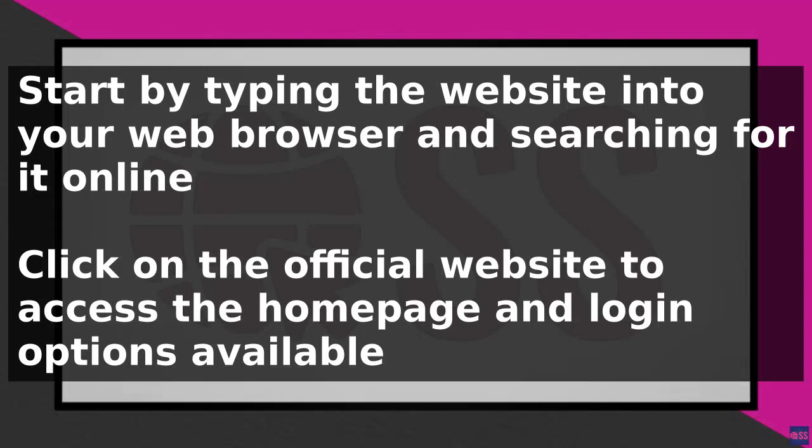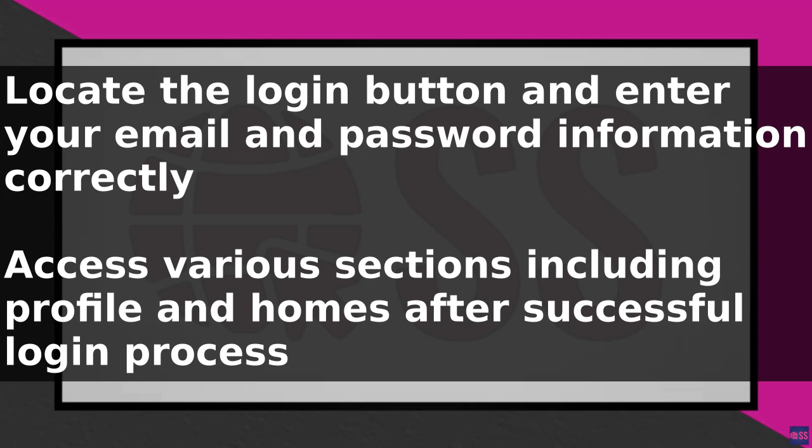To use a Go to Cash feature for booking, start by typing the website into your web browser and searching for it. The first option will likely be the official website, which you should click on to access the homepage. From there, locate the login button and enter your email and password information. Once logged in, you'll see various sections, including your profile, photos, homes, transport, coupons, and deals.